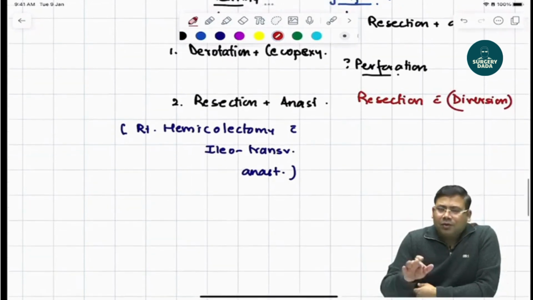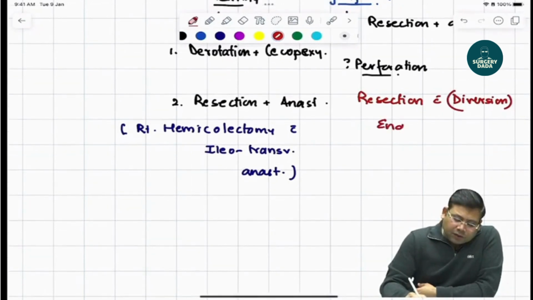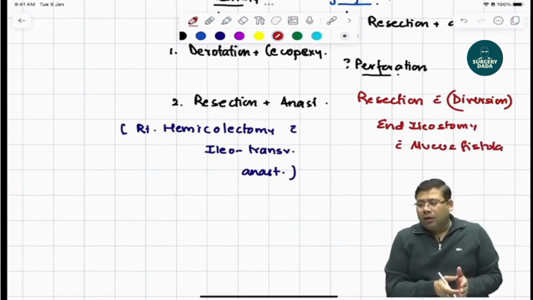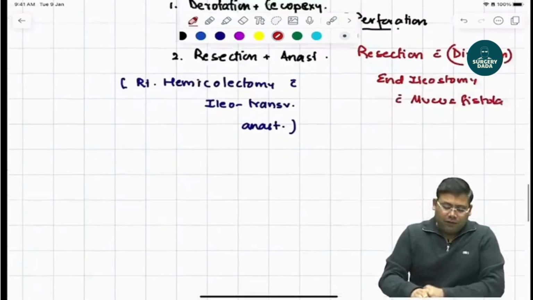So why diversion? Because it's temporary. So diversion and ileostomy. And do you know, with mucus fistula, you will wait for 6 to 8 weeks to allow the patient to stabilize and recover, and then you will be going for the surgery. This is what is very simple.